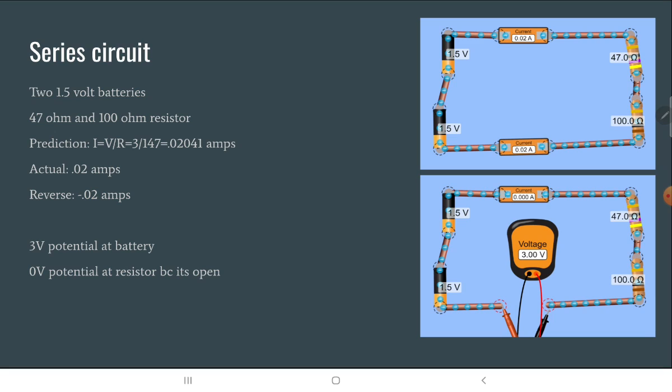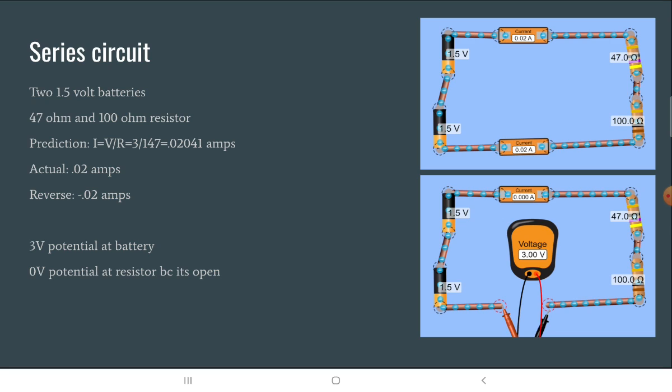So the first setup we have is this top right picture with two 1.5 volt batteries and then two different resistors of different resistance. We would predict that the current equals the total voltage over the total resistance, which is 0.02041 amps. And when we connected our ammeter, we got 0.02 amps, so as expected.